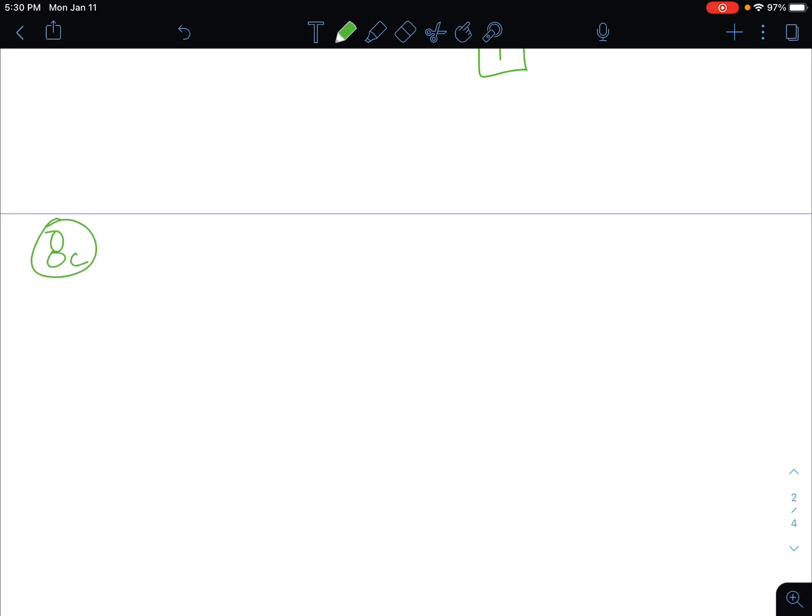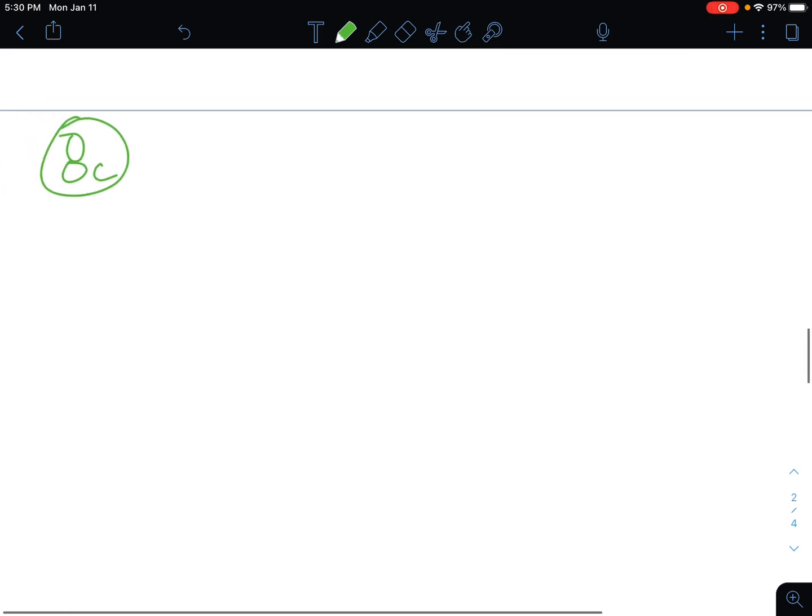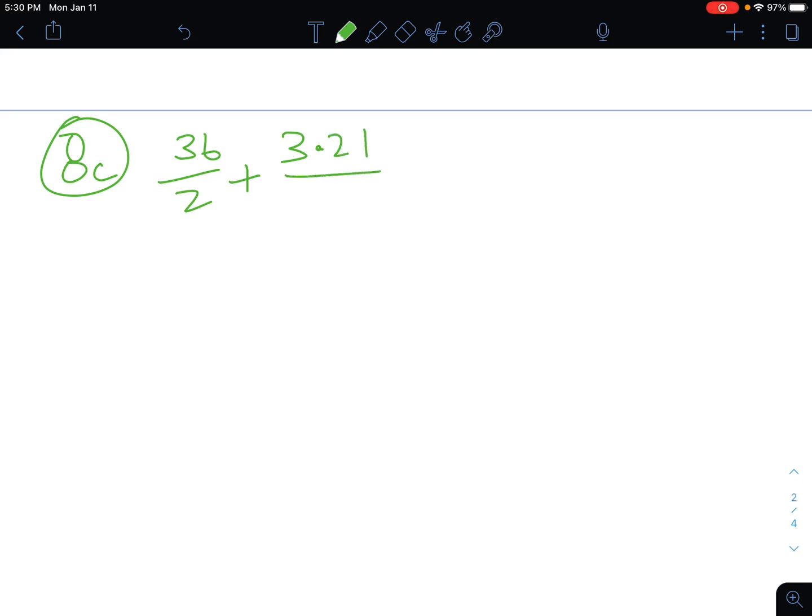8C. We have 36 over 2 plus 3 times 21 over 11 minus 2. So there are a lot of things I can work on at once. Right over here, 36 over 2 is just division. So 36 over 2 is 18.